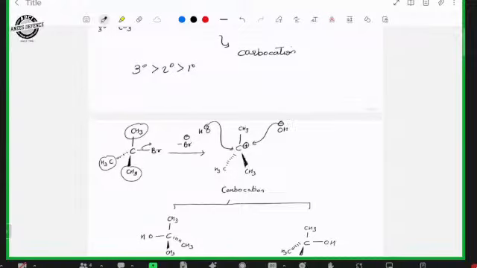So you should have groups which donate their electrons. So this is a tertiary carbon. When it is forming the carbocation, you can see there are three methyl groups which are giving their electrons to the carbon atom and stabilizing the carbocation. So that's why the rate of the reaction is tertiary, secondary, and primary. In primary, there is only one carbon atom which is donating its electron. In secondary, there are two carbon atoms donating electrons. But in tertiary, there are three methyl groups donating electrons to maintain the stability of the carbocation.